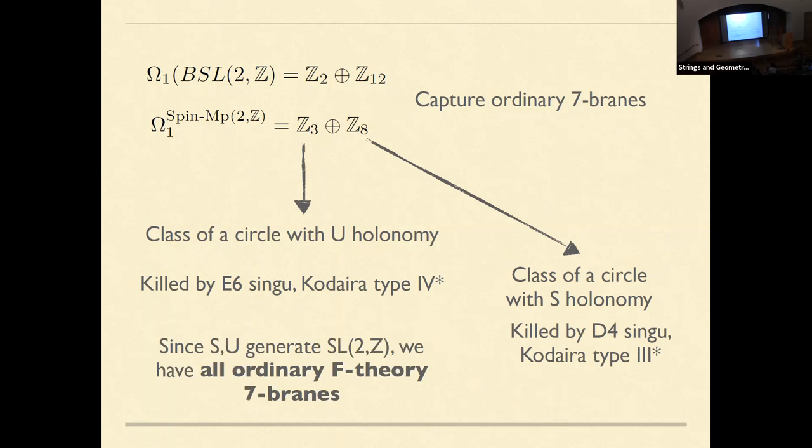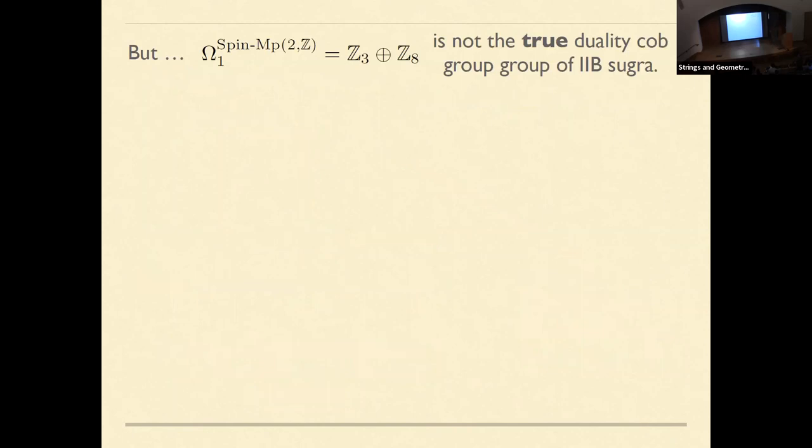And because S and U generate the full SL(2,Z), we actually get all seven-branes. If you want any other seven-brane, I can just start going around each other with these two and get whatever I want. So the first thing the cobordism conjecture does in this setup is recover the seven-branes, which is good.